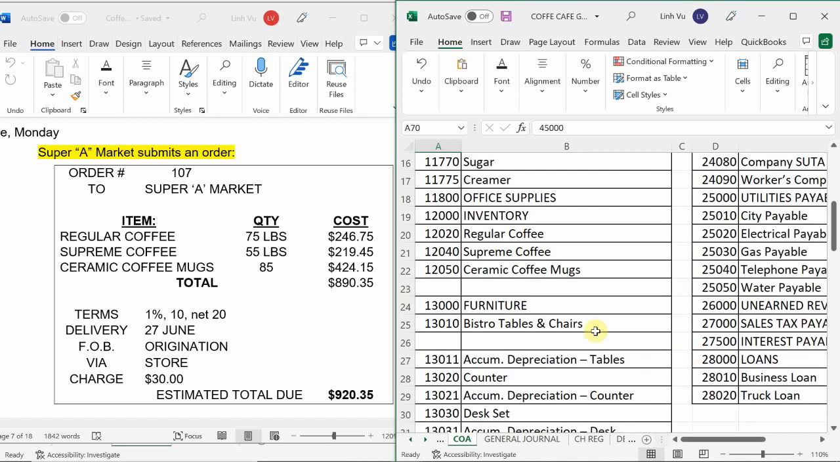Is it unearned revenue? Unearned revenue, yes. Super A Market decided to order some stuff from us, and because they wanted it to be done, they gave us a 50% down payment to ensure that they're going to buy all of the stuff, because at the end of the day, this bill came out to be close to $1,000. Right? So what we did was we requested, hey, I need 50% down.